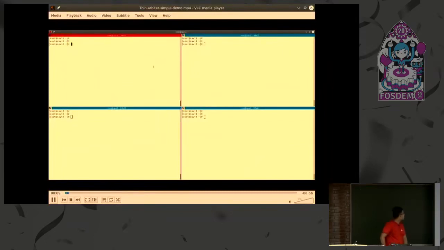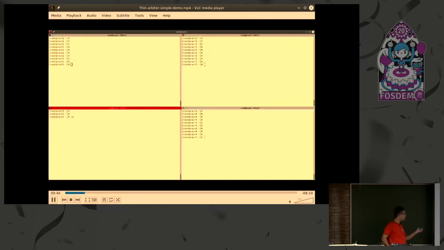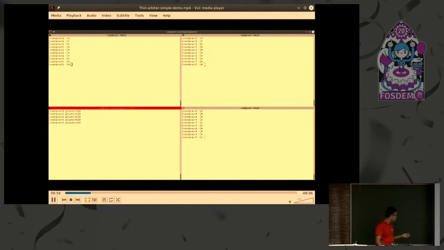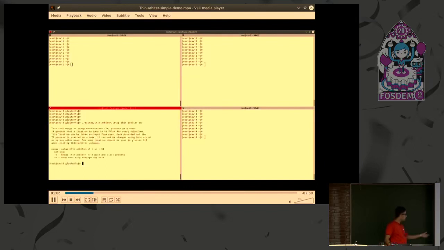So I hope the font is visible. We have 4 VMs here, 1, 2, 3, and 4. Ravi 1 and Ravi 2 I'm going to use for hosting the actual volume, and Ravi 3 I'm going to use for hosting the Thin Arbiter process, and the 4th machine would be the client. So let's first start with installing the Thin Arbiter on VM 3.